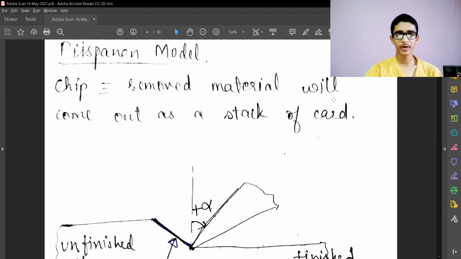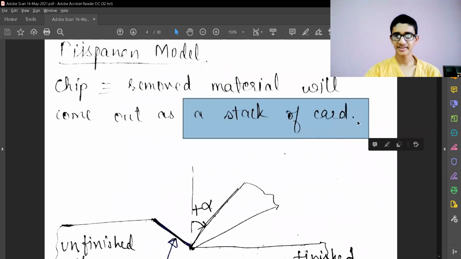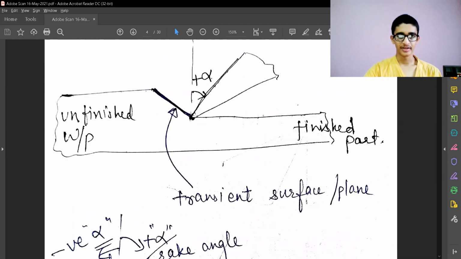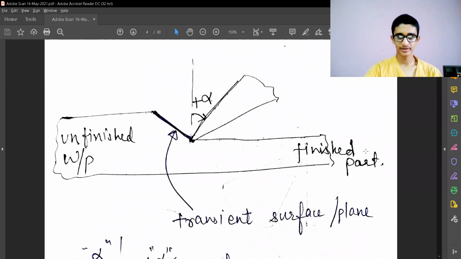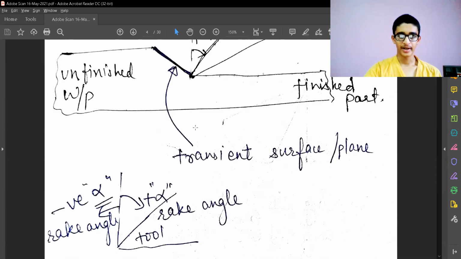The chip is the removed material which will come out as a stack of cards. That was the assumption, a stack of cards. So this was the unfinished part, this was the finished part. The tool was over here, and the chips will be formed. One chip will be here, and the next chip will be on top of it. So they are like a stack of cards placed on top of each other. And this is the transient surface which is formed because of machining.